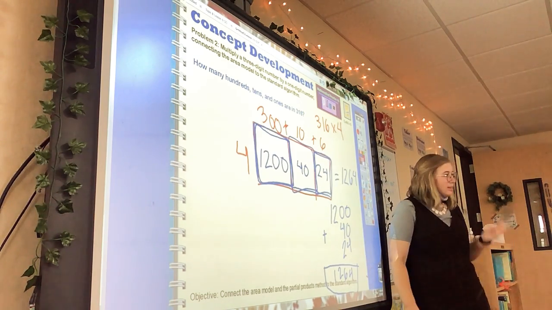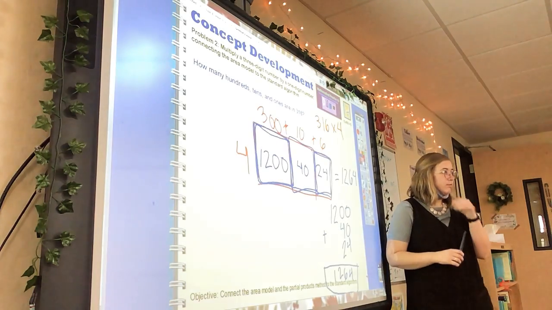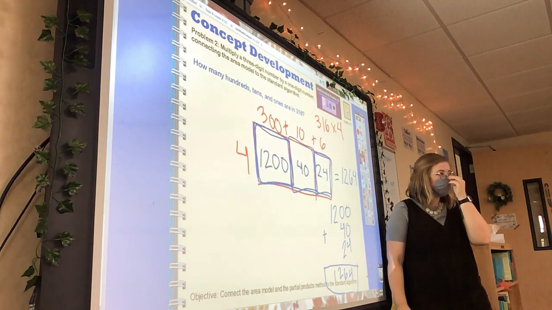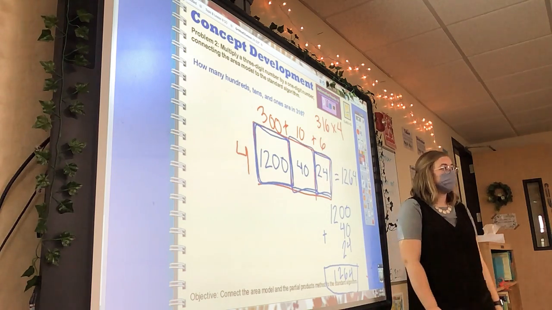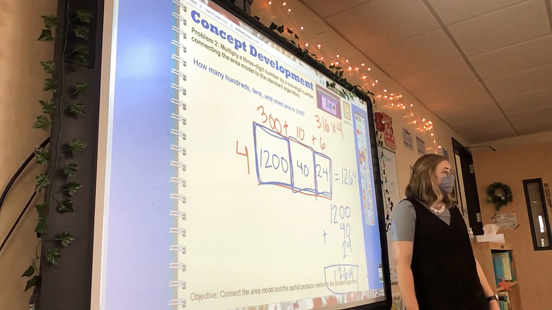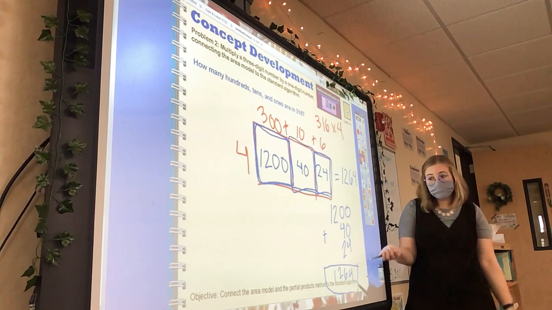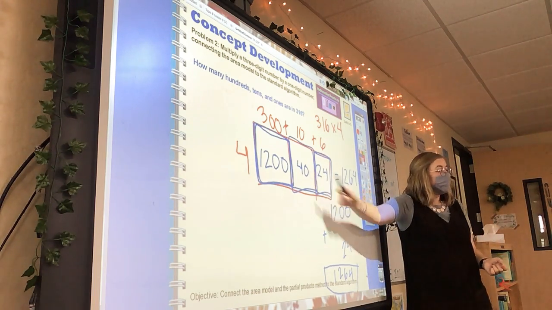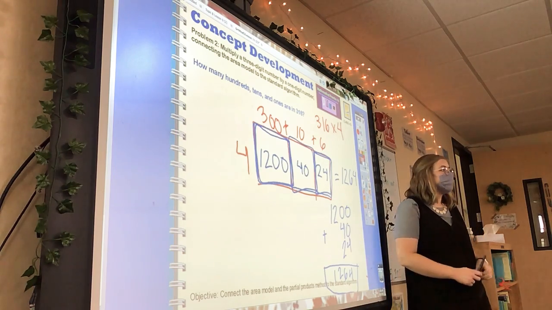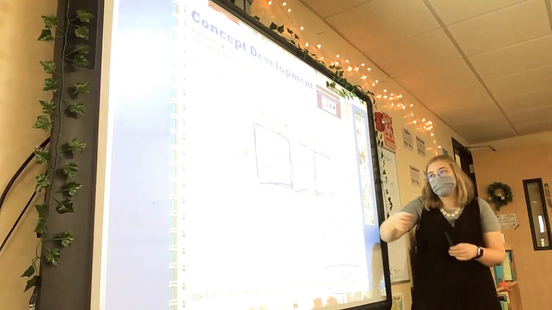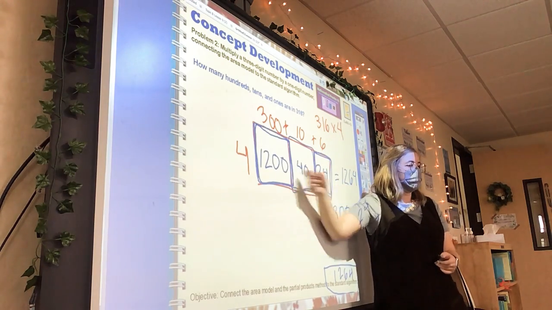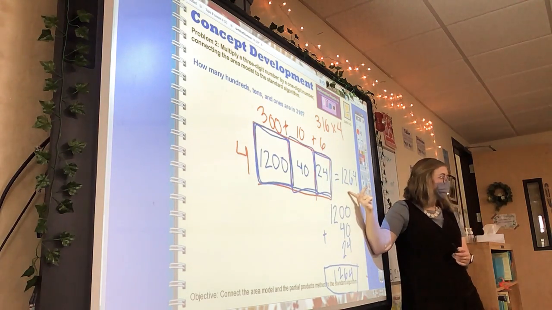Now I will take your questions. Lily? So it's like partial products? Absolutely, yes. Objective 2 even says that: connect the area model and the partial products method to the standard algorithm. So this is just another way to work with partial products. These are your partial products right here, and this is your product.